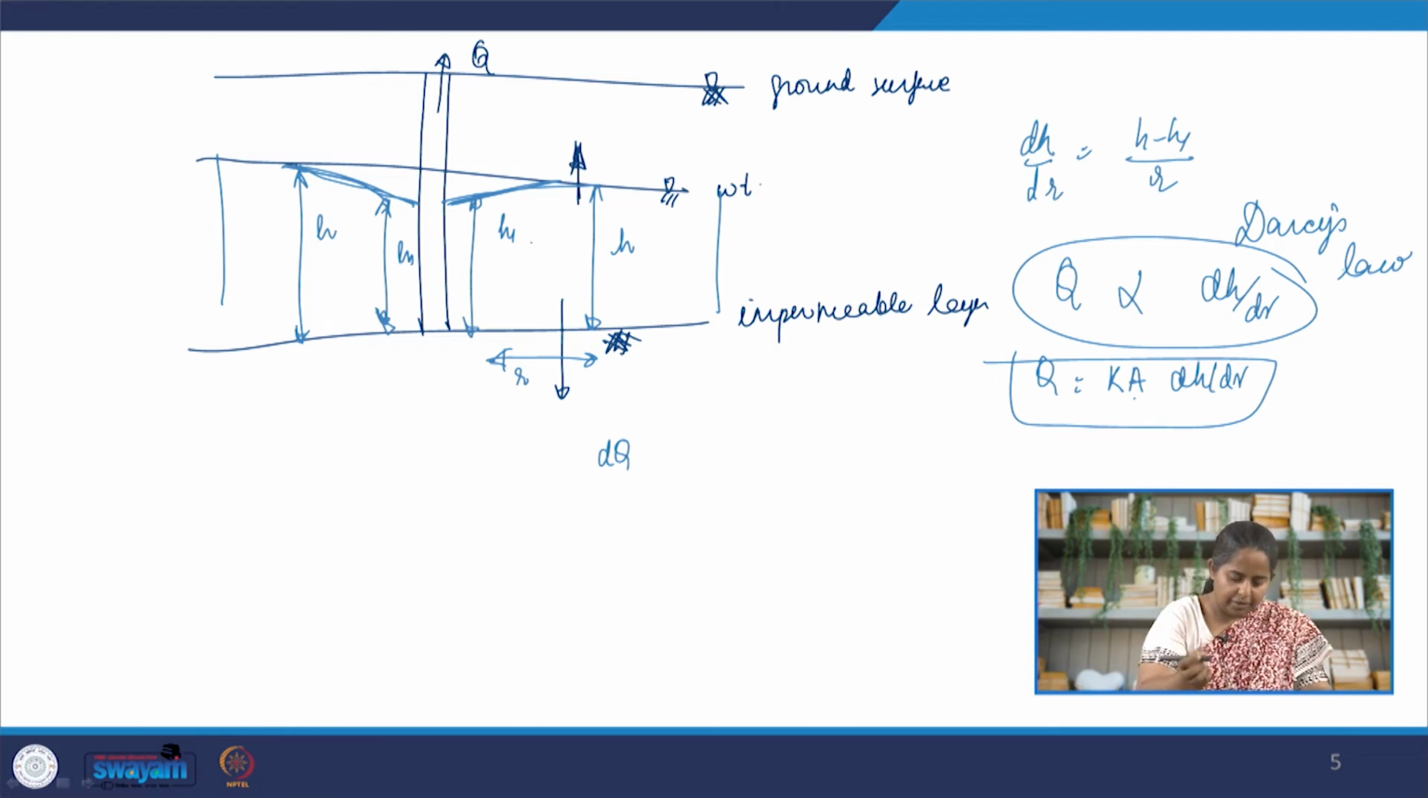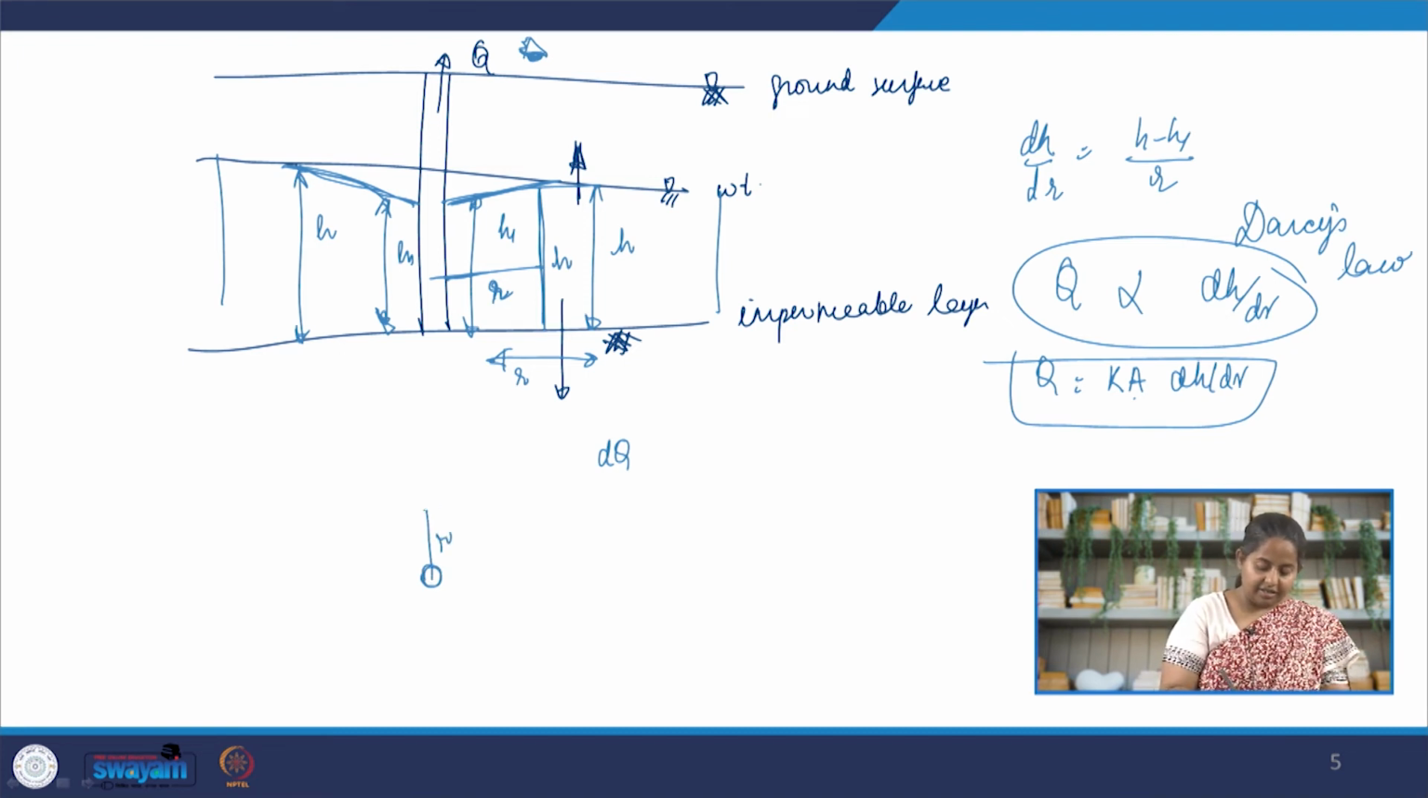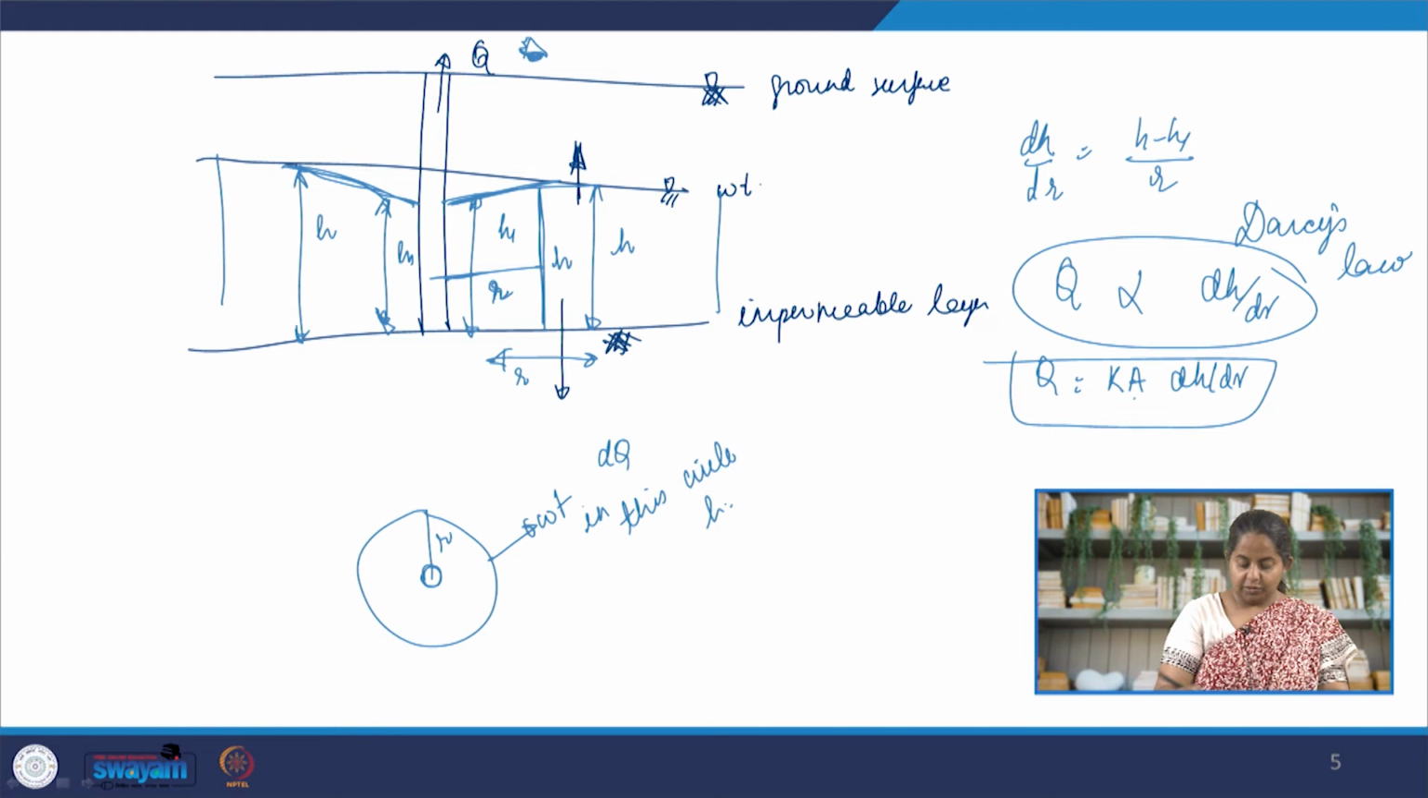So let's take a point which is r distance away from the pumping well, and the height of the water table at r distance is given by small h. And notice that at r distance the height h will follow a circle. So if you are looking at the top view from here, what you will see is something like this. Here is our pump which is pumping the water out, and then at r distance, if you draw a circle around it, the water table in this circle is h.